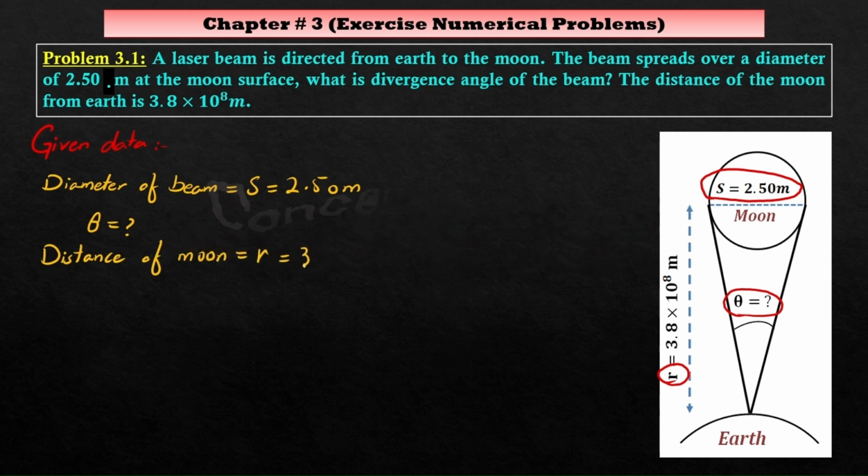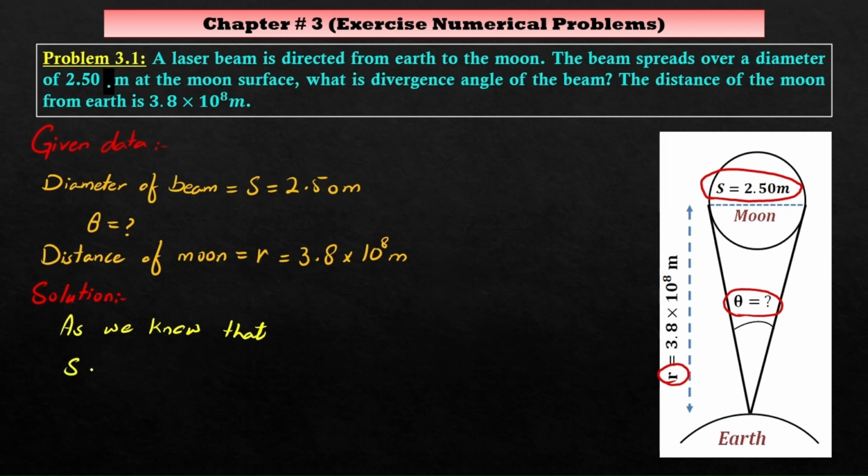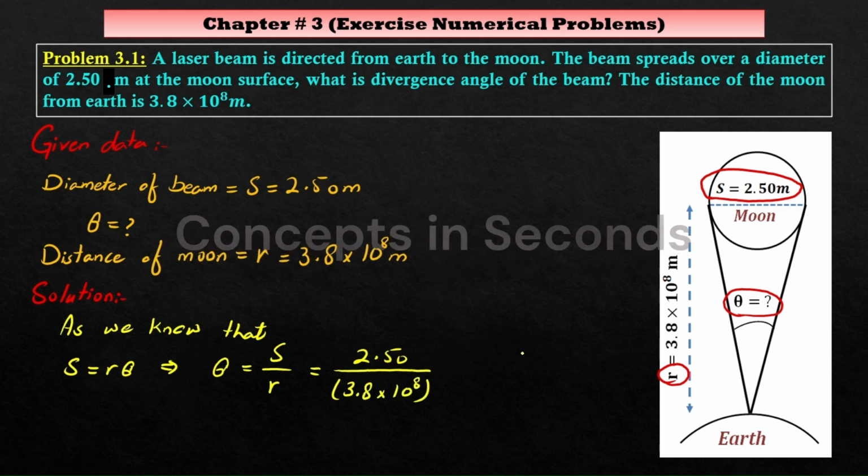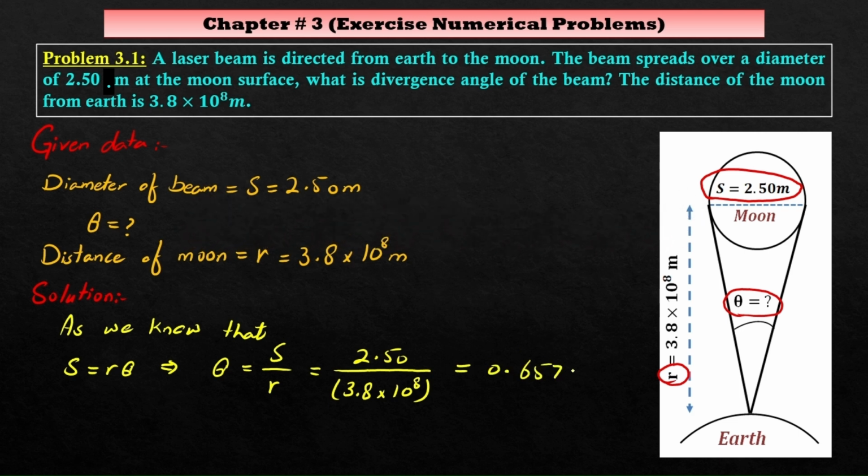We have to find the divergence angle, and the distance of the Moon from the Earth is 3.8 into 10 to the power 8 meter. As we know that S is equal to r theta, so theta is equal to S over r. By putting values of S and r in the above formula, we get this, and after solving it will be equal to 0.657 into 10 to the power minus 8 radian, which can also be written as 6.6 into 10 to the power minus 9 radian. This answer is according to the book.